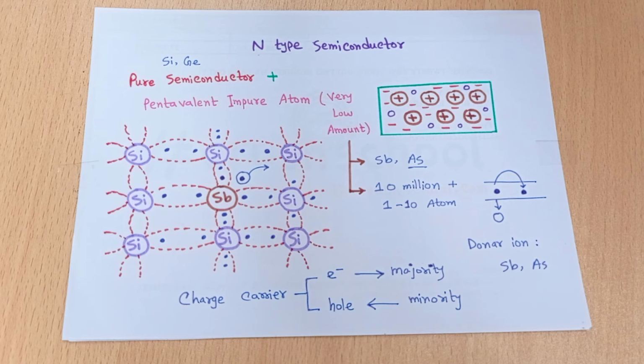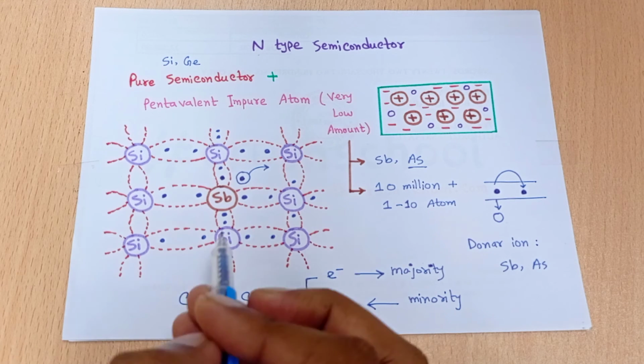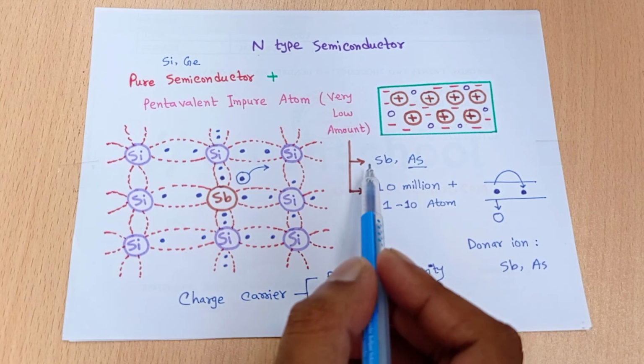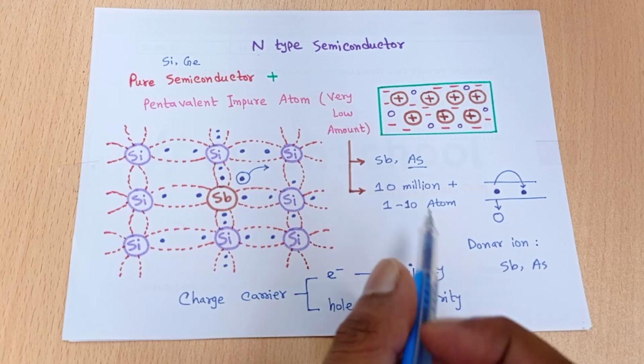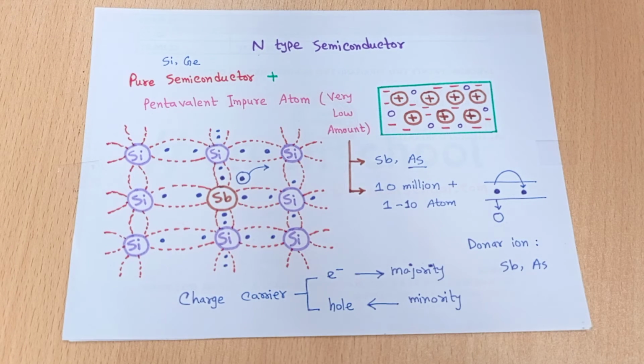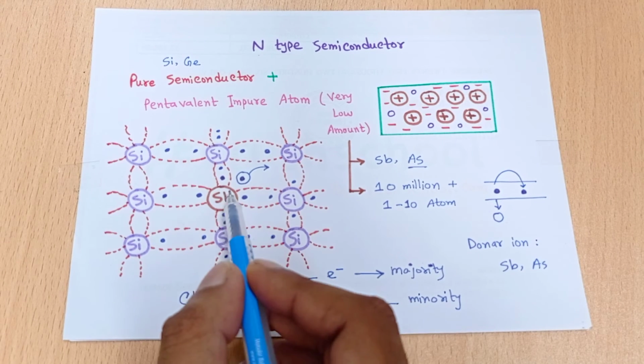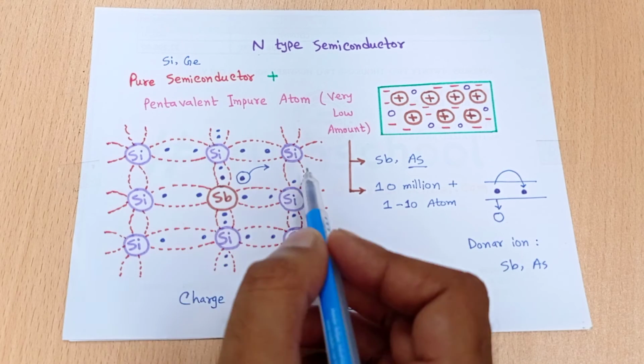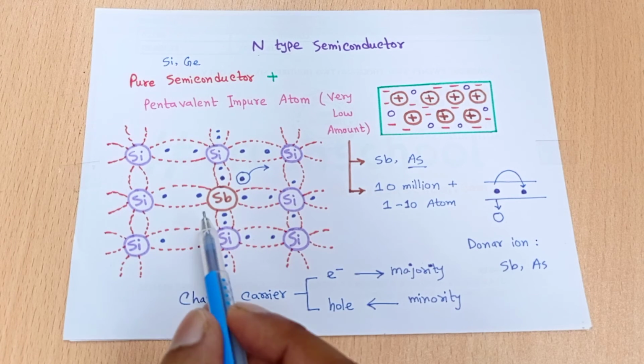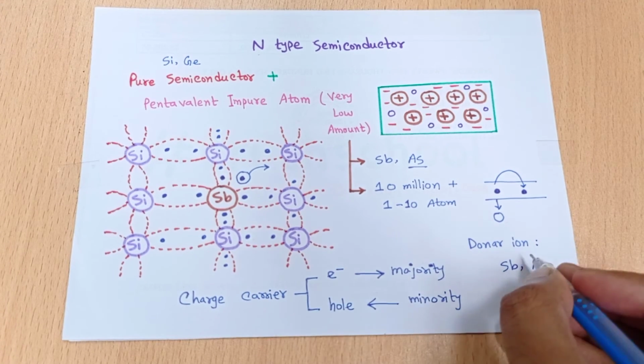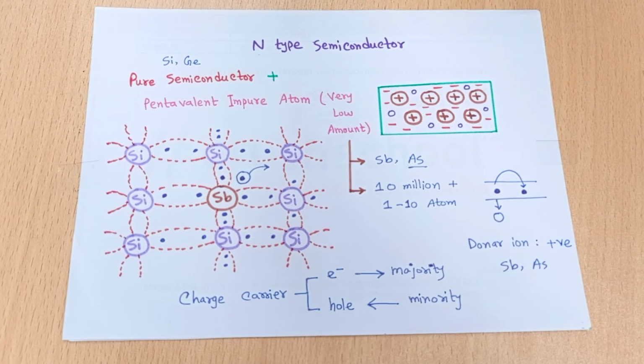That's why it is going to be a positive charge, because at the initial time, antimony or arsenic has only 5 electrons on its outer shell, but when it supplies one electron, or donates one electron to the semiconductor, then it is going to be a positive charge. So donor ion is nothing but one kind of positive charge.